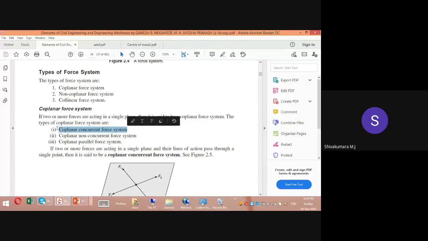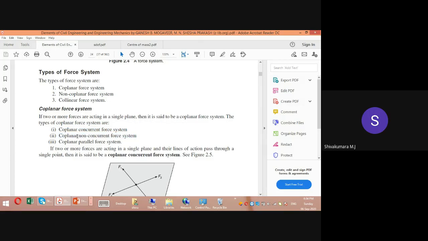That means all the forces acting on the structure or a body are lying in a single plane. And concurrent means if you extend the lines of action, these forces will meet at one single point. If the force system is like this, we call that system a coplanar concurrent force system. And the next one is the coplanar non-concurrent force system.